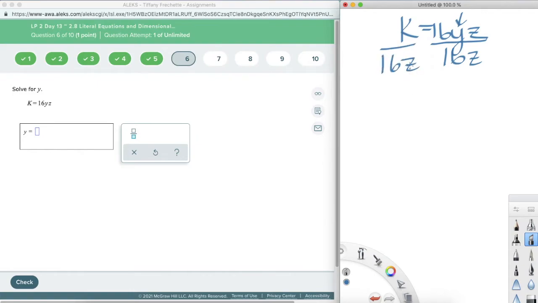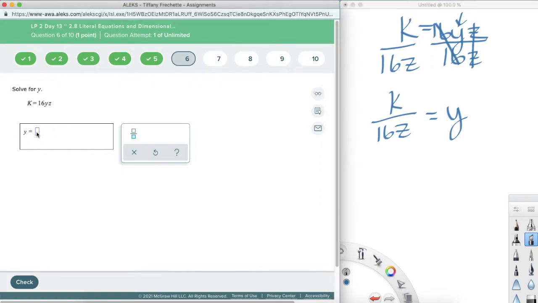So we can't do anything with this really. It needs to stay exactly that way because I don't know what k is, I don't know what z is, so there's no combination there. But 16 divided by 16 cancels, z divided by z cancels, and y is left all by itself. So now I can say that it equals k, capital K, divided by 16 lowercase z. Again, be careful on that. Don't flip your capitals and your lowercase. In fact, I'm just going to go ahead and try it and see what Alex does.